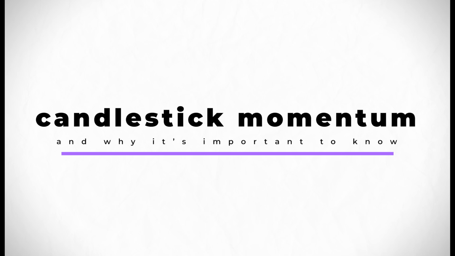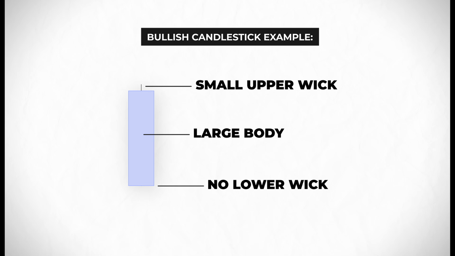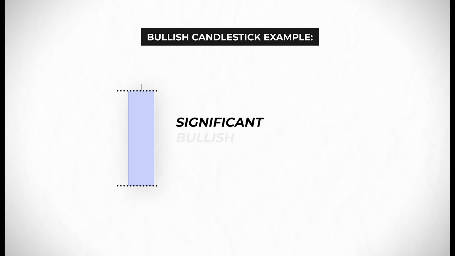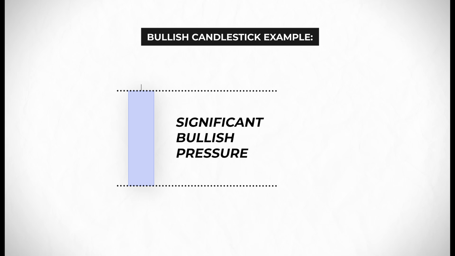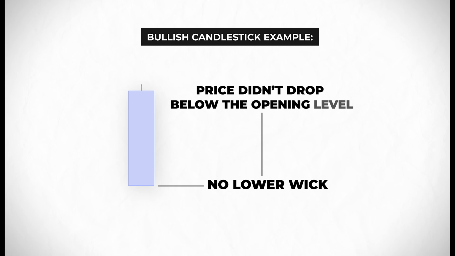So to make this even more clear, let's take a look at a couple of specific examples, because these will help you better grasp how the size and the shape of the candlestick can literally tell you the underlying market sentiments. So consider a bullish candlestick with a large body, no lower wick, and a small upper wick. So this pattern typically indicates strong bullish pressure, because the large body shows a significant increase from the opening to the closing price, and the absence of a lower wick suggests that the price didn't drop below the opening level during this period, indicating that the buyers were in firm control right from the start.